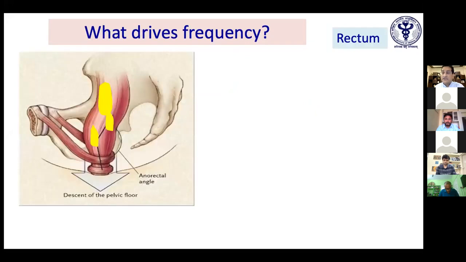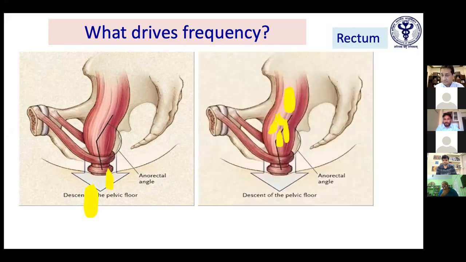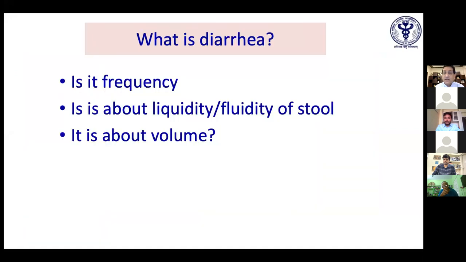So what drives frequency? We all know frequency is driven by the rectum. Once stool comes to the rectum, the rectal mucosa is sensitized and it drives the reflex, and the signal goes to the brain. Then you get a contraction of the rectum and all other activity at the pelvic floor leading to passage of stool. In pelvic floor dyssynergia, the stool passage may be obstructed, and these patients have persistent stool in the rectum. Therefore, there's a repeated desire to pass stool. They have more frequency, but this is not diarrhea, because high frequency does not always mean diarrhea. It's the type of stool which makes it diarrhea. So those patients who have pelvic floor dyssynergia will have high frequency, but this is not called diarrhea. So high frequency is not always the indicator of diarrhea.